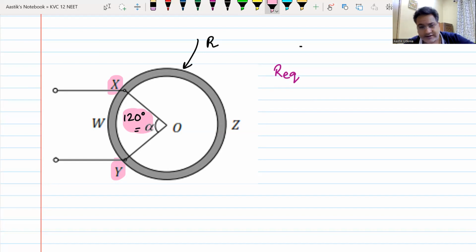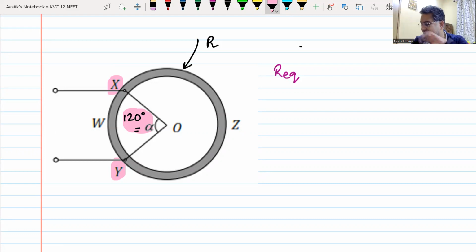Yes, sir. Wire is bent in the form of a circle. The total resistance is R. This angle is 120 degrees, x and y. You have to find out the equivalent resistance between x and y. Everyone got this? Yes or no? Yes, sir. 2 minutes you have. So, bacha, how are we going to do this? Any idea?